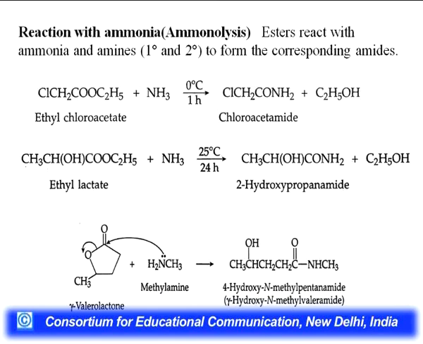Next reaction is the reaction with ammonia, or we can say ammonolysis. Esters react with ammonia and amines. Amines can be primary, that is 1 degree, or secondary, that is 2 degree, to form the corresponding amides. Here are the examples. Ethyl chloroacetate when reacted with ammonia at 0 degree Celsius will give you chloroacetamide, and ethyl lactate will give you 2-hydroxypropanamide. Gamma valeriolactone when it reacts with methylamine will give you 4-hydroxy-N-methylpentanamide.